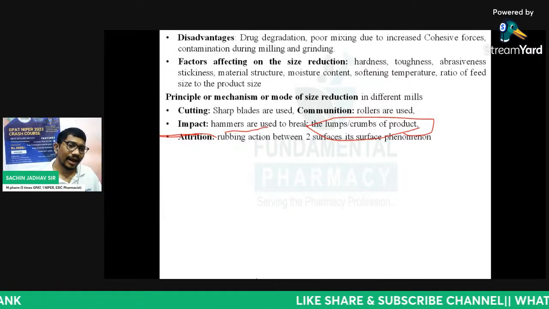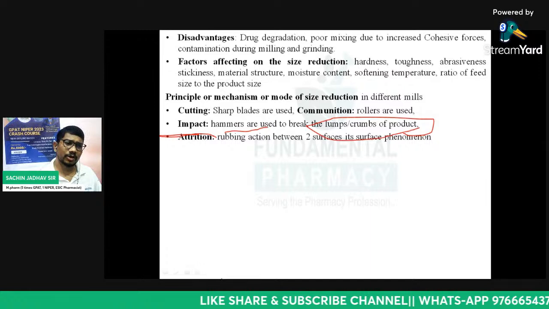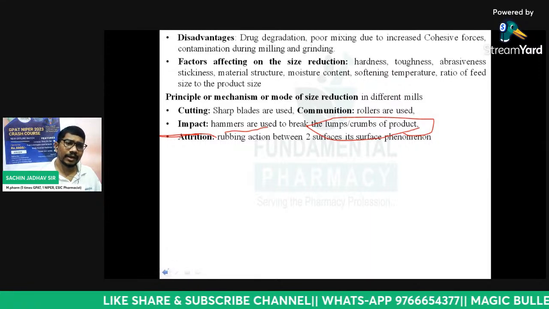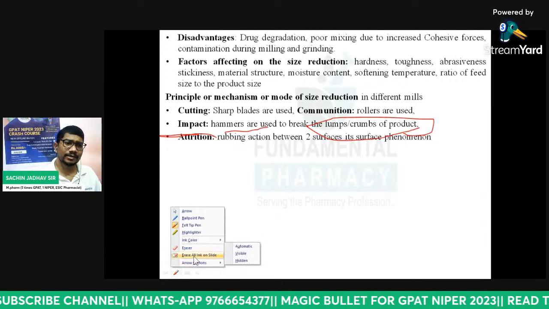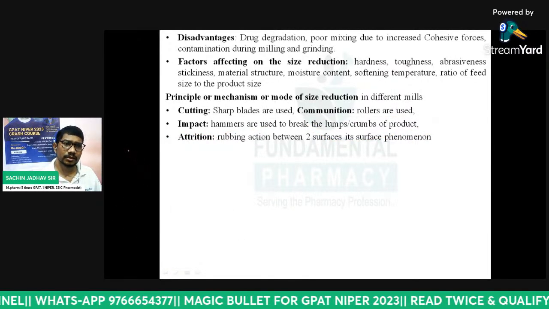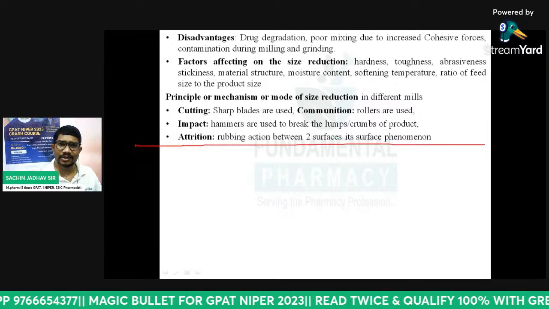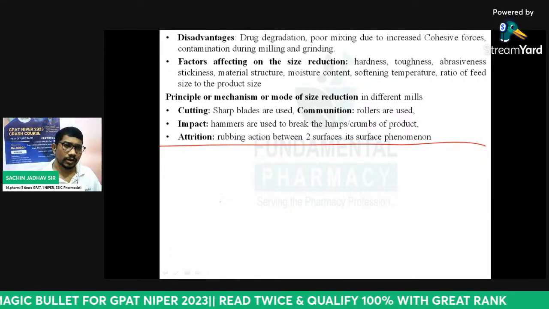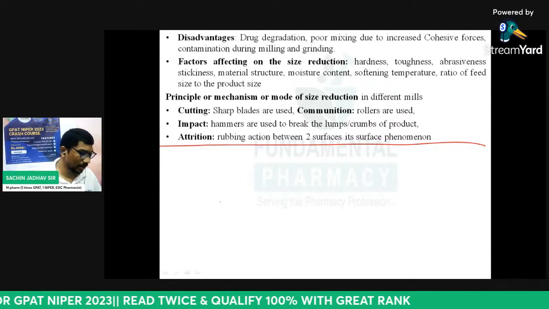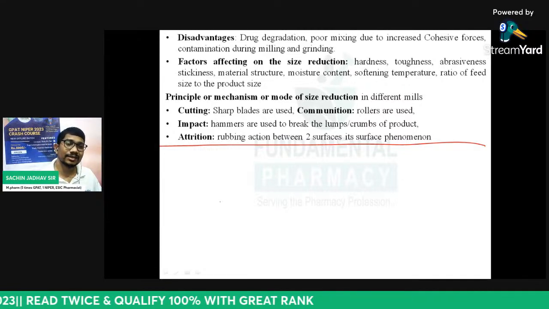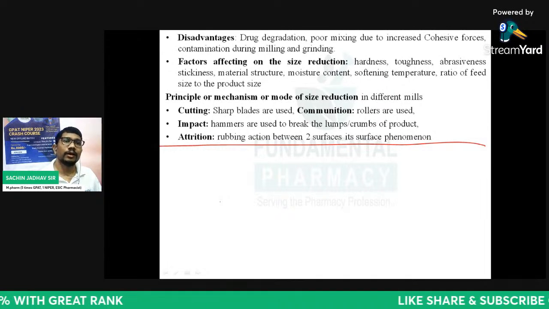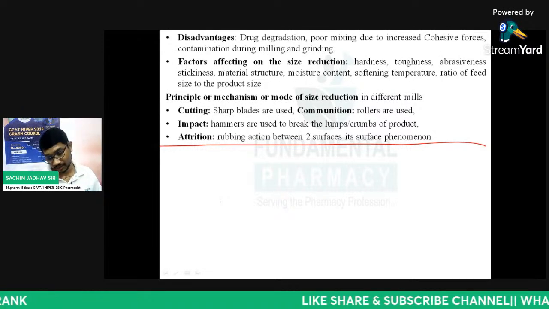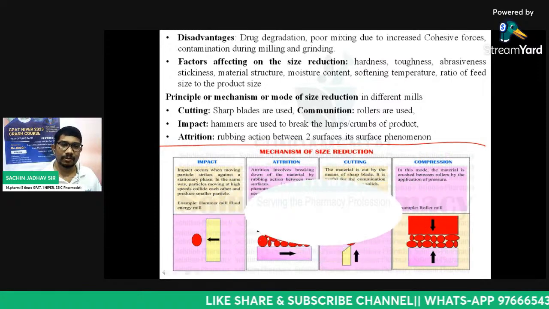What is attrition? Attrition is a surface phenomenon, known as a rubbing action between two surfaces. Remember, attrition is a surface phenomenon. You may get a question on it. So cutting, comminution, impact, attrition and crushing are the different mechanisms of size reduction.